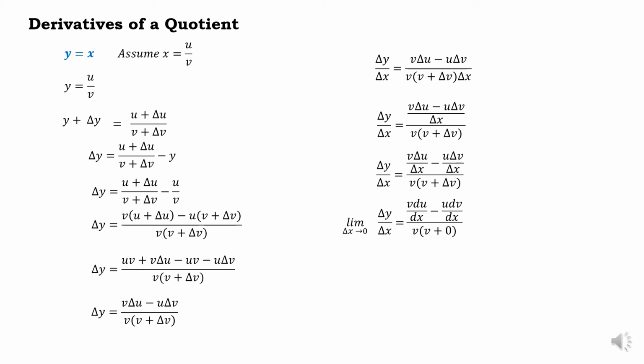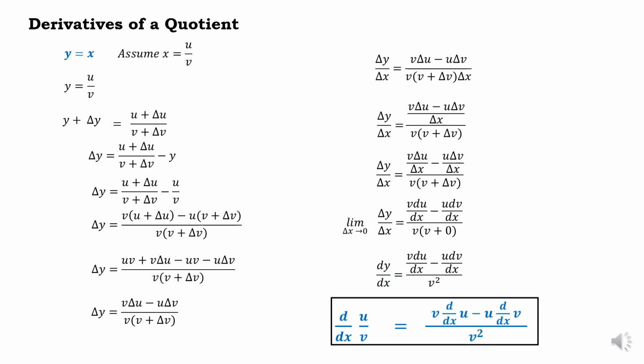Or we can write this as the derivative of y with respect to x is equal to v times the derivative of u minus u times the derivative of v with respect to x all over the square of v. So therefore, the derivative of a quotient is equal to the denominator times the derivative of the numerator minus the numerator times the derivative of the denominator all over the square of its denominator. For example, number 1.